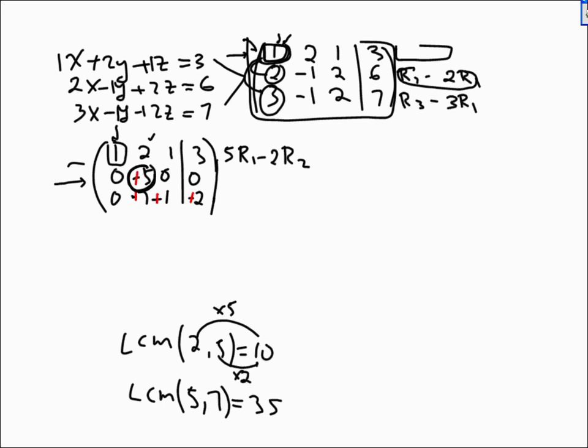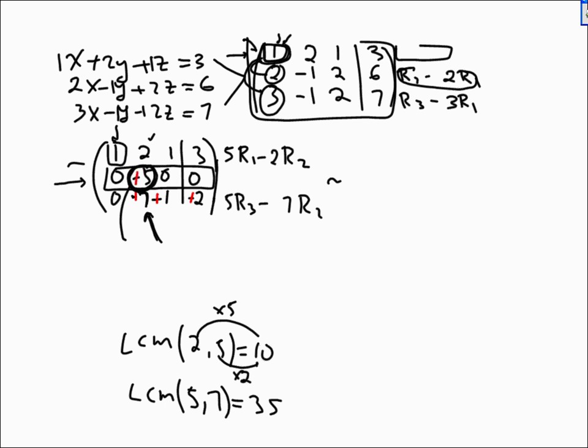The LCM of 5 and 7 is 35. If this is the leading entry you're working on, you have to deal with that row. I want to use that row to kill off the 7. Well, if I multiply row 3 by 5, I'll get a 35 there. And if I multiply row 2 by 7, I'll get a 35. Subtract the 35s, you have 0.